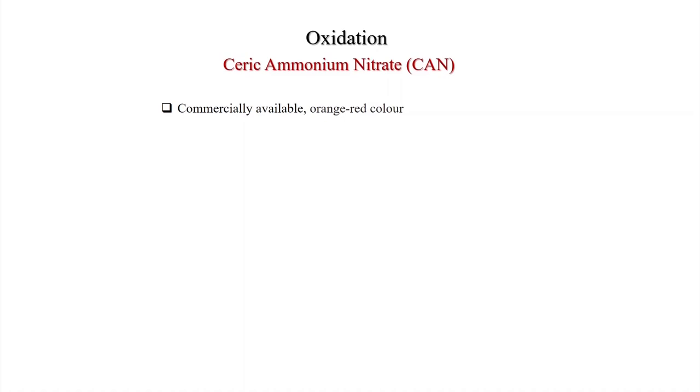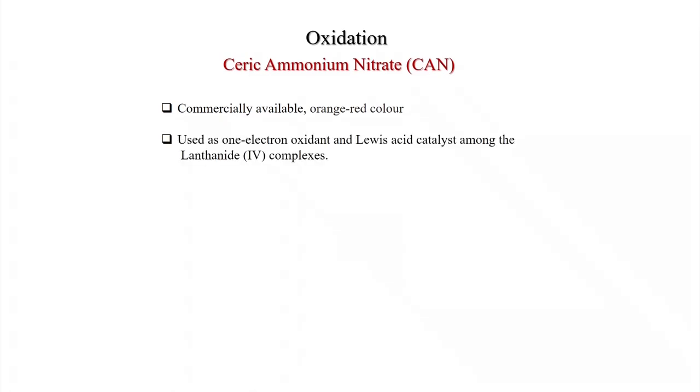Today we will discuss three oxidizing agents. First one is ceric ammonium nitrate, which is called CAN, then DDQ, and last is selenium dioxide, SeO2. So, ceric ammonium nitrate is commercially available, and this is orange red color, used as one electron oxidant and also Lewis acid catalyst among the lanthanide complexes.